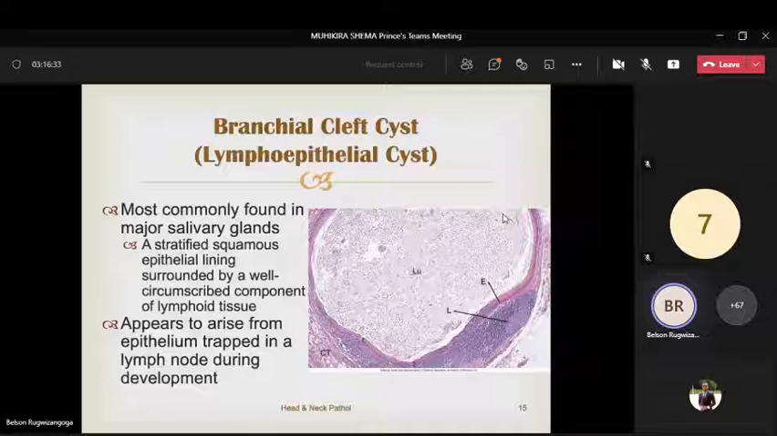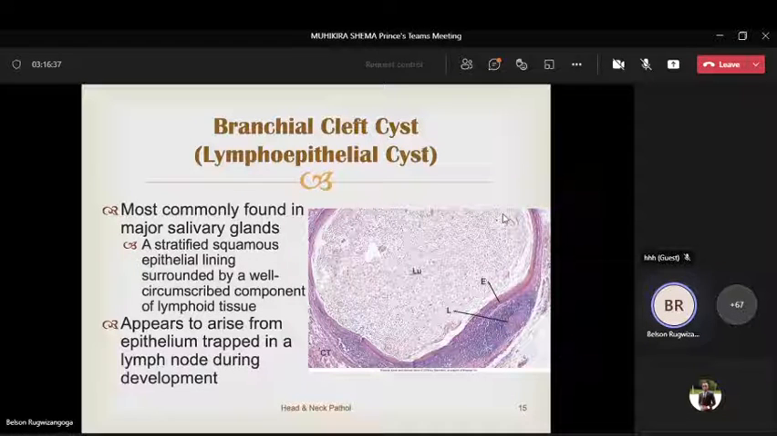Then they distend that space and it becomes a very large cystic area. It is most commonly found in the major salivary glands with a stratified squamous epithelium lining surrounded by a well-circumscribed component of lymphoid tissue. So it is what is seen here, with epithelial cells here and then lymphoid aggregates here.